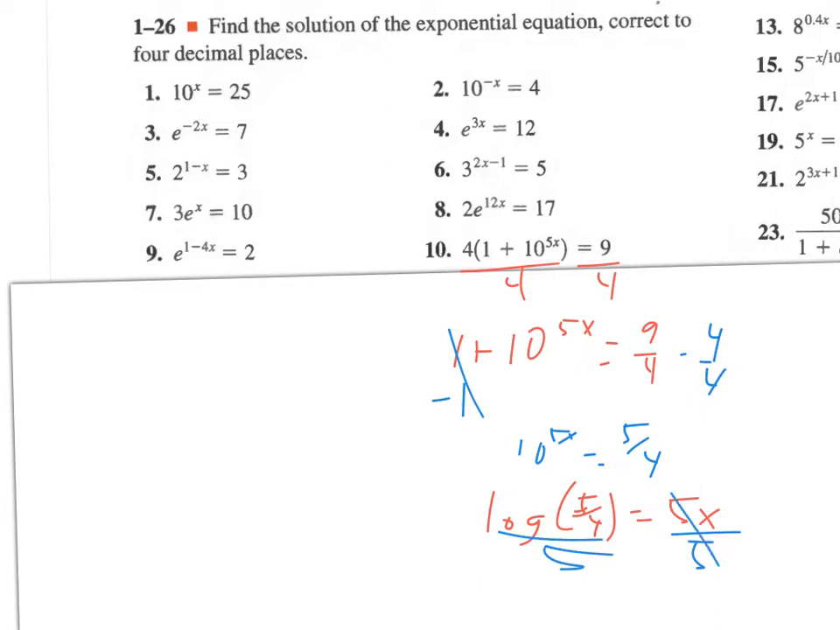We're just going to type that in the calculator then, log, and since I don't write the base, it's assumed it's base 10 of 5 over 4 all over 5. And when we type that in, we get x equals 0.0194.